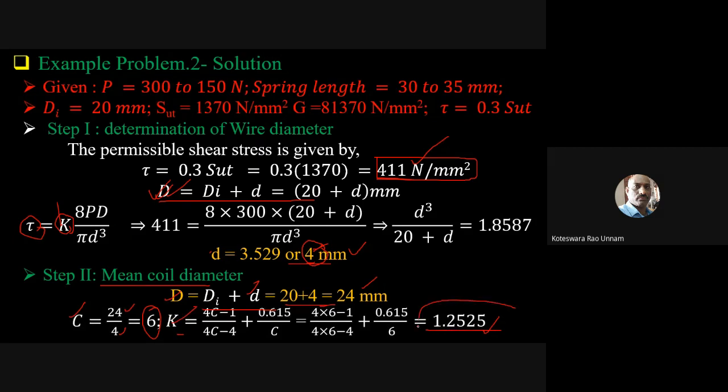Now using this wall stress correction factor, we recalculated the induced resultant shear stress in the spring. After calculating the induced resultant shear stress due to the maximum load of 300 newtons, we checked this value against the allowable value. Since this value is less than the allowable value, your design is safe.